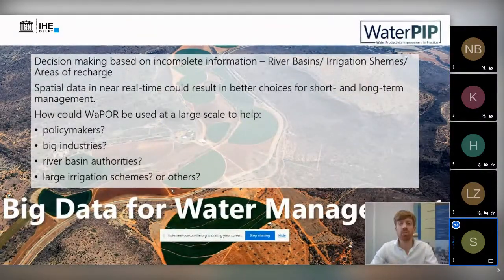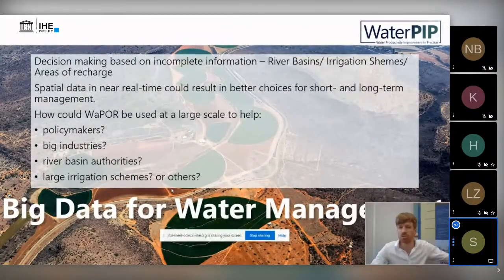Now, there's quite an opportunity with the remote sensing data, and particularly with the WaPOR portal, right? It covers all countries, it covers all the area of a river basin, it's near real time. We've got data from the past 10 days, and it could really result in better choices for short and long-term management. Now, how could WaPOR be used to work at these different scales?